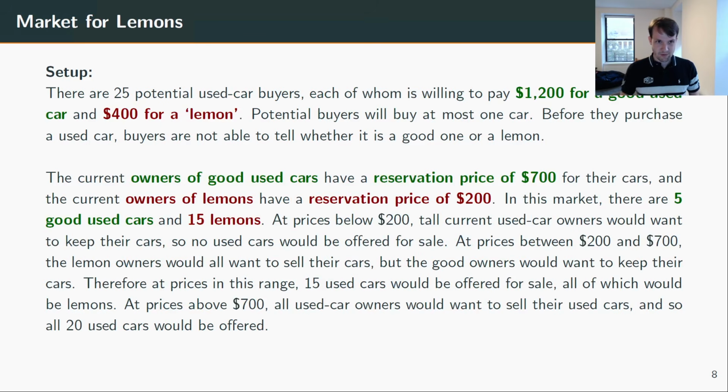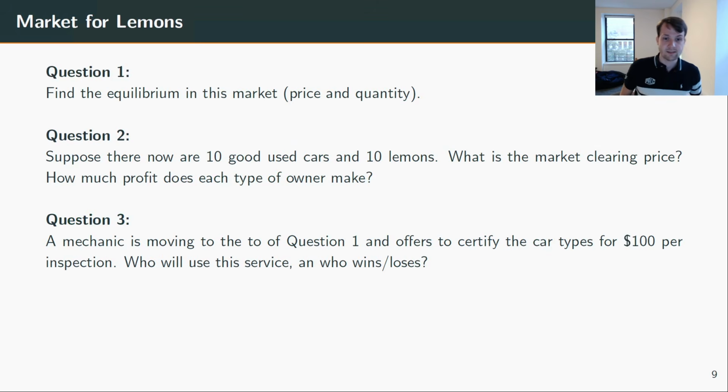Let me briefly highlight the things that we really need in order to solve the problem, namely the willingness to pay of the buyers, $1,200 for a good used car and $400 for a lemon. The reservation price is $700 for the good and $200 for the bad, and how they're composed in the market: there are 5 good used and 15 lemon cars. That's all we need. The questions we're going to ask ourselves are, firstly, we're going to try to find the equilibrium price and quantity in this market.